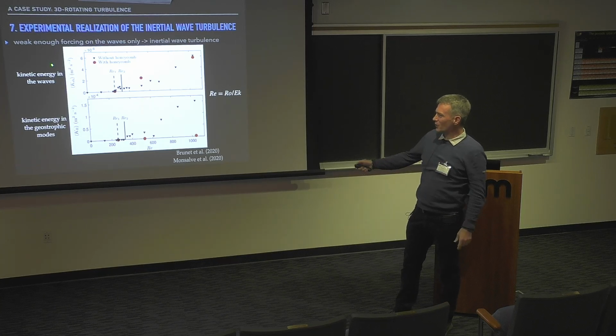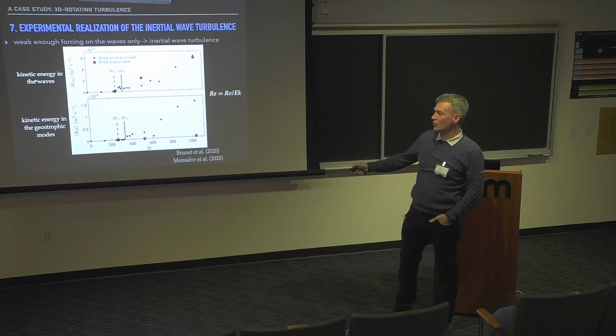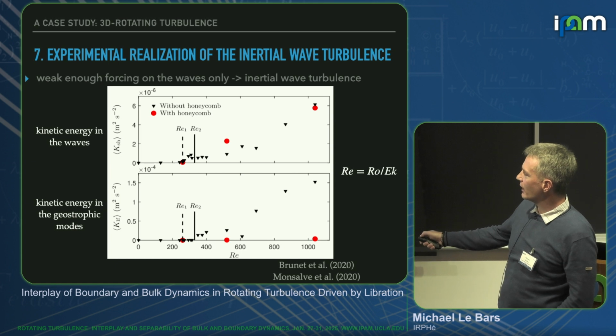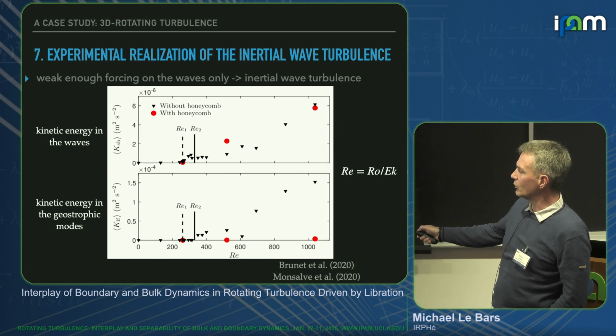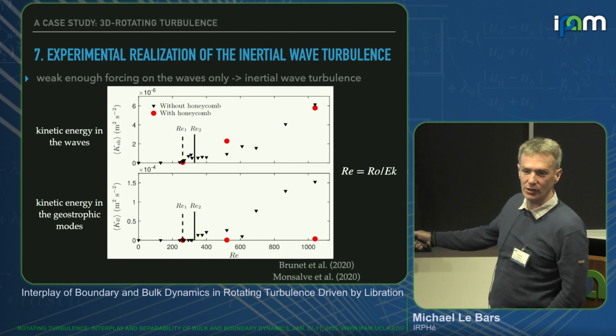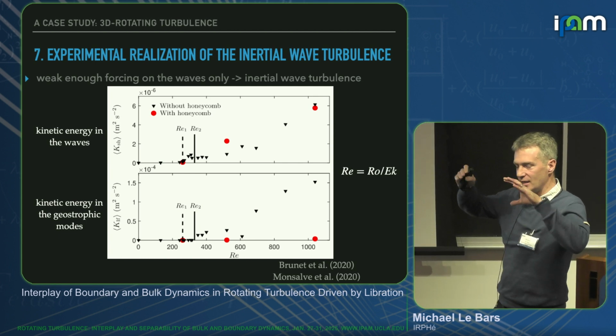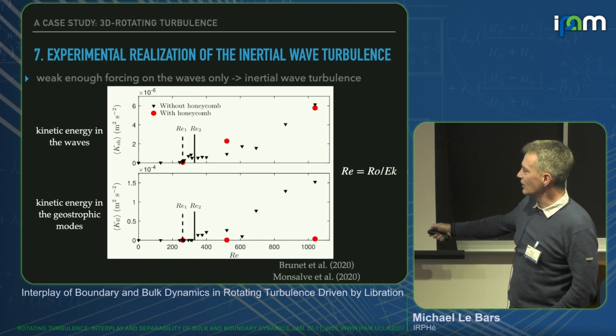Okay, so Reynolds number, kinetic energy in the waves and kinetic energy in the geostrophic modes. And then the black triangles are without the honeycomb and the red ones with honeycomb. So what you see here is that with their system, starting at a given Reynolds number, they start having lots of energy.